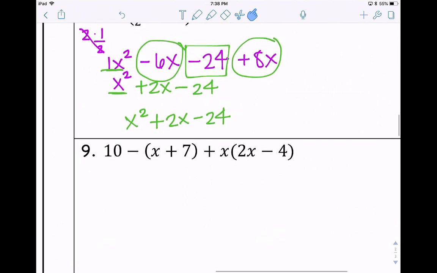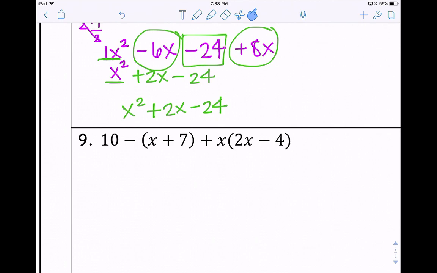All right, number 9. Same thing, but there is one small difference here, and that is that we're not distributing this 10 in the front, right? That 10 is right there. We're going to leave that. What we are distributing is a negative. So hopefully you remember that when we distribute a negative, just everything changes to its opposite.